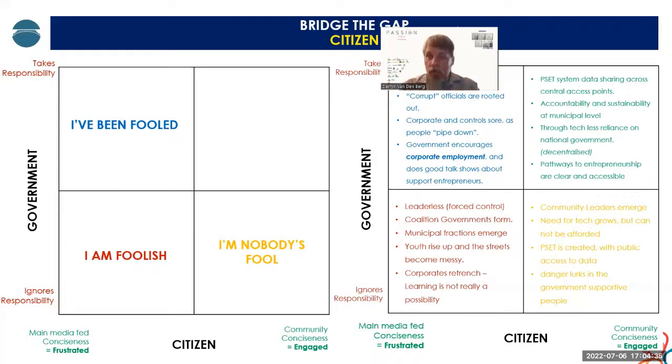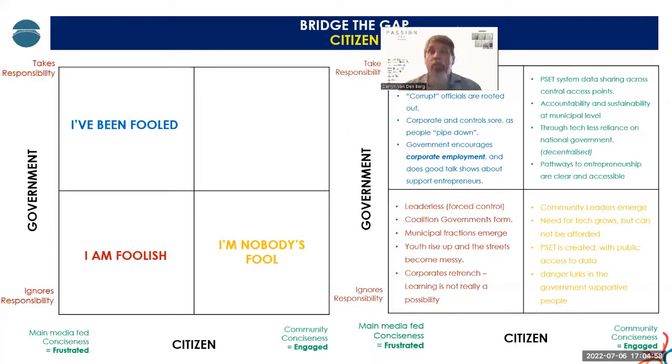You see growth. Through tech, there's less reliance on national government. So it's a whole bunch decentralized. There's central data points, and national government can kind of track what's going on holistically, but every community, every province, every region is driving their own growth, their own learning, their own infrastructure, their own needs.